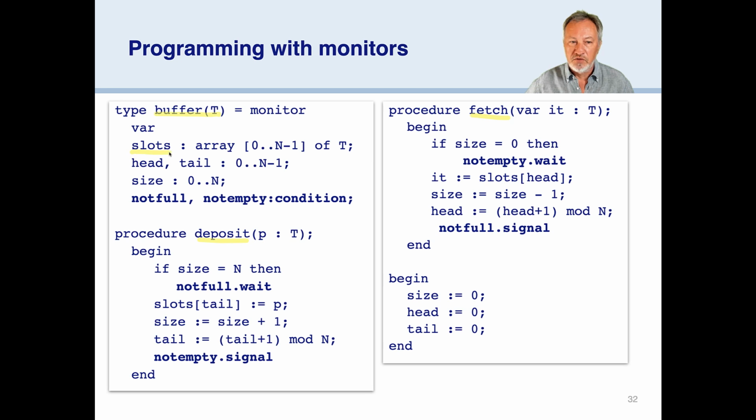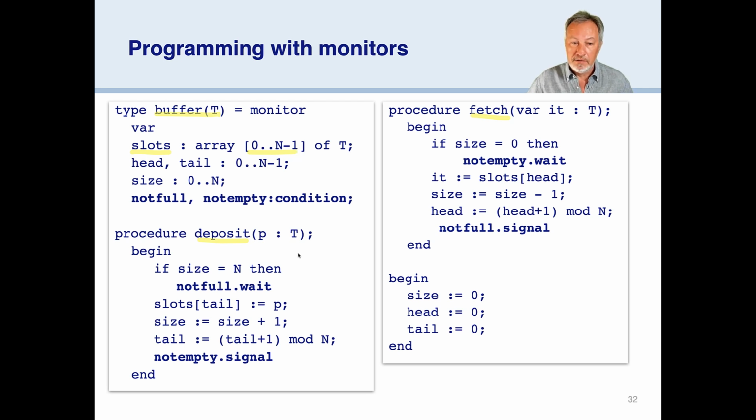Internally, we have n possible slots in an array, and we have indices, head and tail, which effectively act as pointers within the array, showing you where the first and the last element are, and this loops around. And size is the number of current elements we have in the buffer. In order to realize conditional synchronization, we also have two condition variables, one called not full and one called not empty.